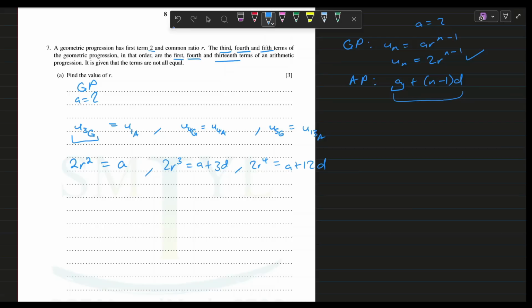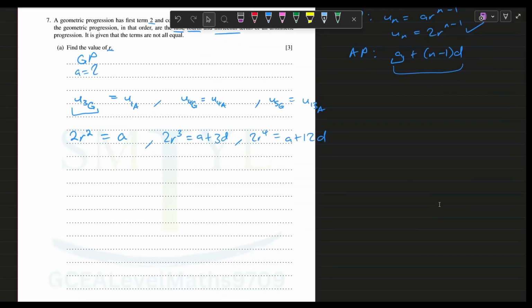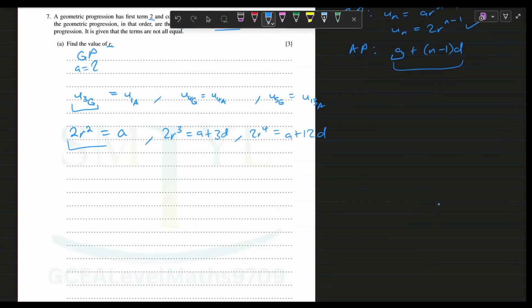And so we've got three equations here in terms of a, d, and r. And so we're going to have to solve our system of equations to find our value for r, because what we're interested in is r. So what we can do is, we know that essentially here in the first equation, we've made a the subject of the formula. So a can be written as 2r squared.